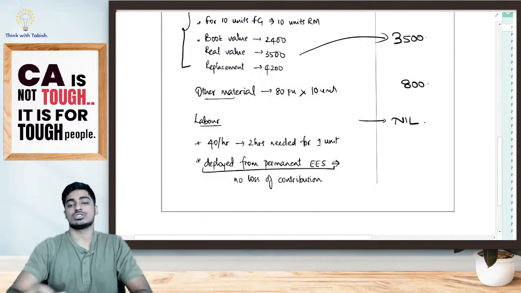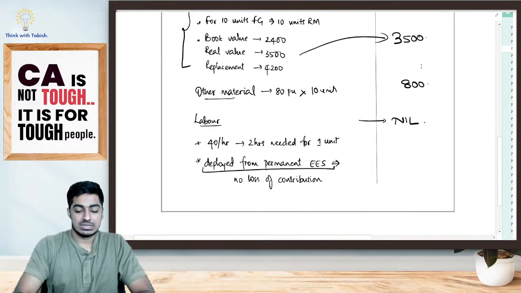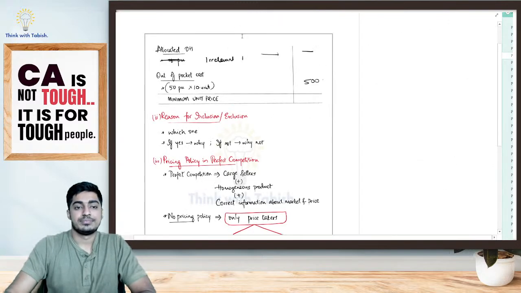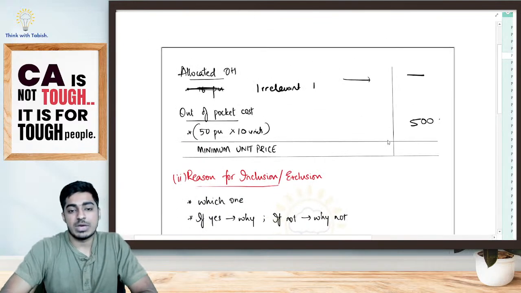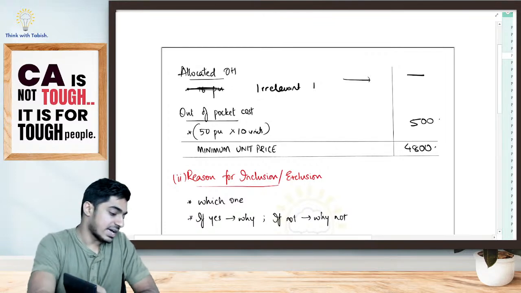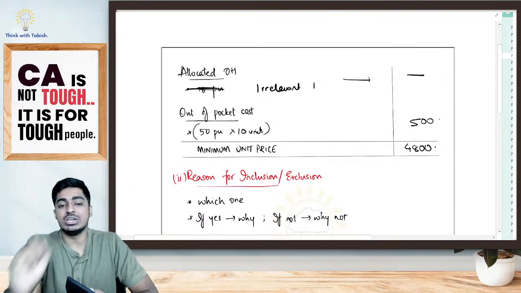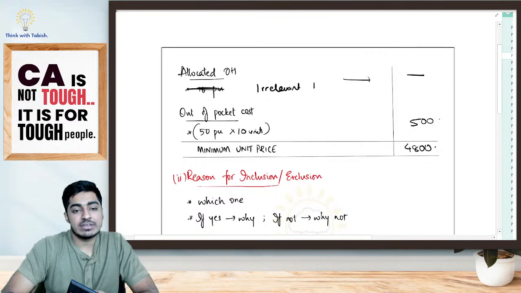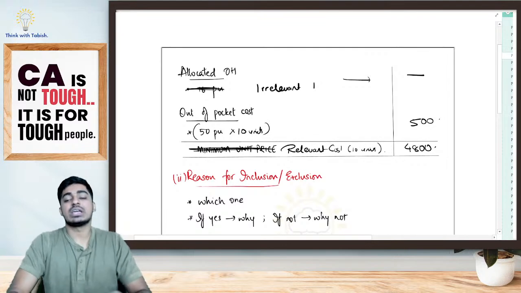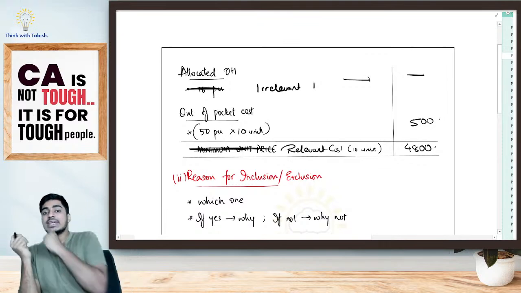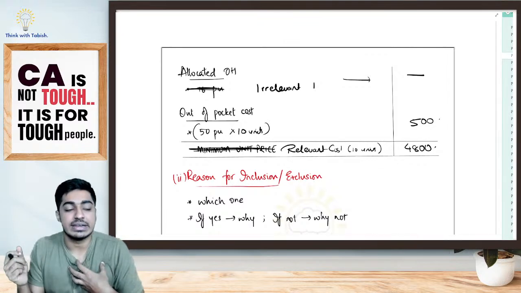So what is the total cost, students? Have a look at this. 3,500 plus 800 plus 500. The minimum amount I need to get is going to be 4,800. What is the question asking, students? Look at this: minimum unit price. This is going to be the relevant cost for 10 units, the minimum recovery for 10 units. If I am providing 10 units, minimum how much do I want? 4,800.